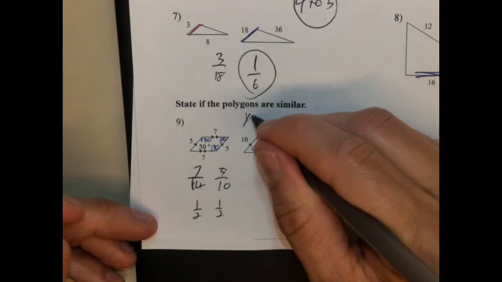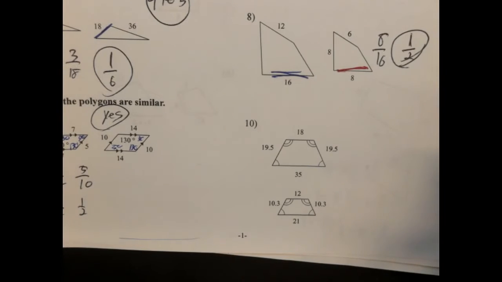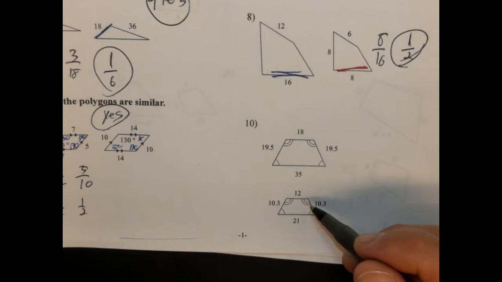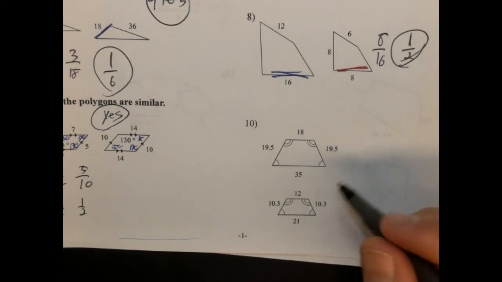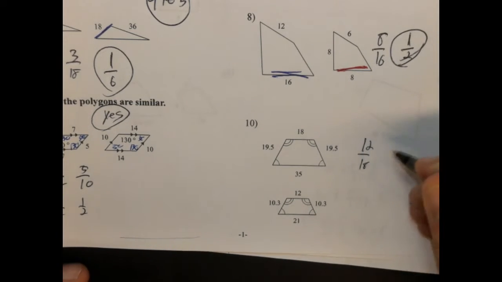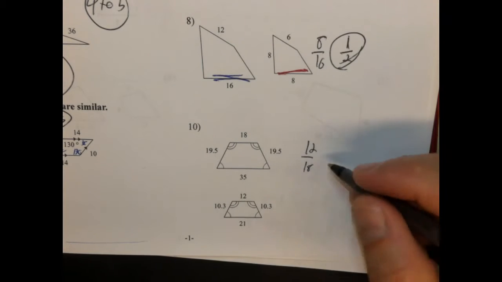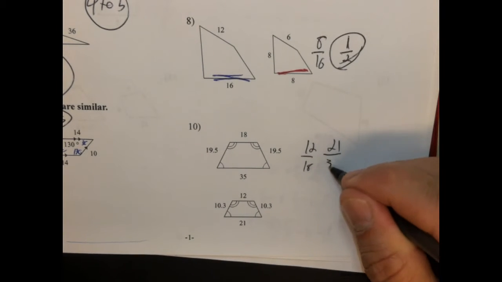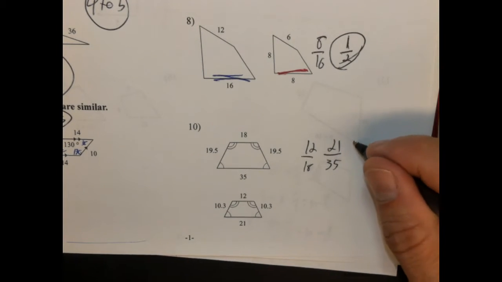Yep, so yes. This one though, let's see, the angles match up, 1, 2, 2, 1, 1, 2, 2, 1. The angles match up. Let's check the sides. So we'll do 12 over 18, 21 over 35, and then 19 and a half.